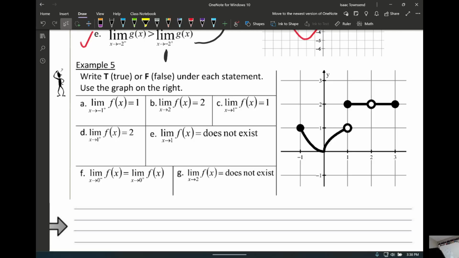It approaches 2 from the left. It approaches 2 from the right. So this limit does exist. The limit should be 2. We don't care what's happening at that x value. We care what it's approaching. So all the others should be true. That one is false.